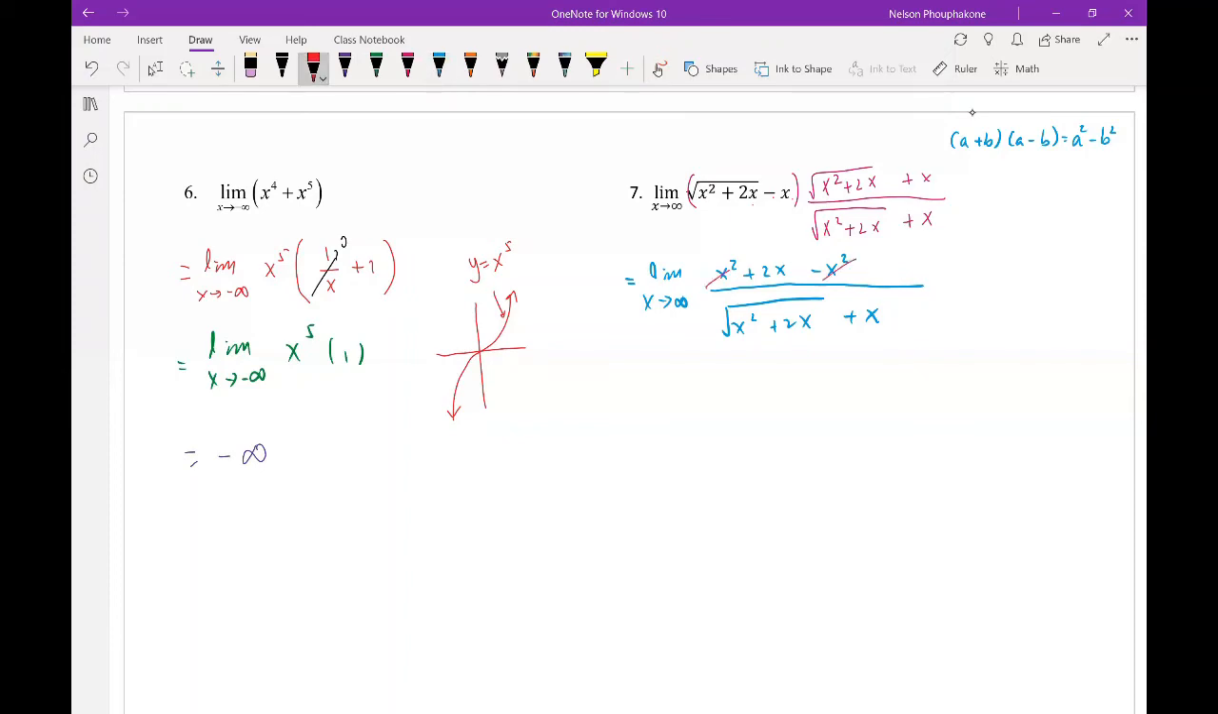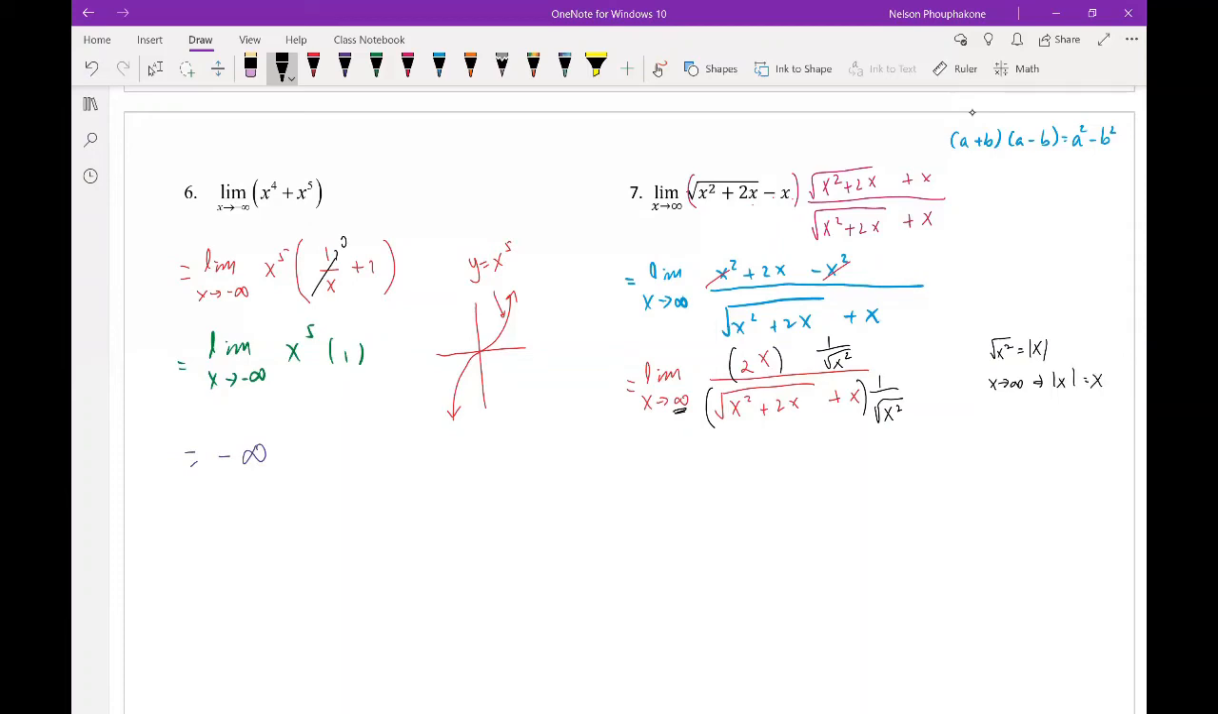And now these two cancel out. I have 2x all over the square root of x squared plus 2x, plus x. Now I'm going to multiply top and bottom by 1 over the square root of x squared. Remember, the square root of x squared is equal to the absolute value of x. However, since x goes to infinity, the absolute value of x is just equal to x.